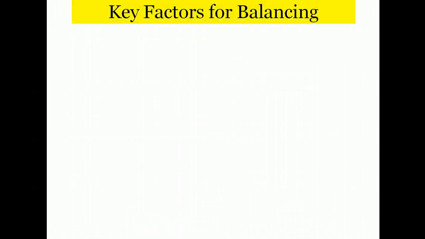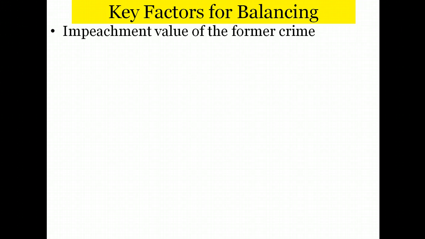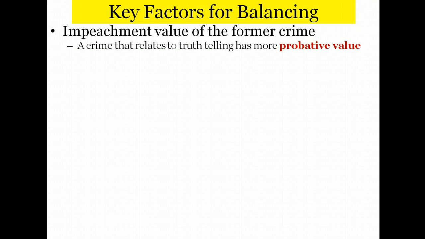Now, in doing the balancing, courts use a number of factors. These factors are all part of the balancing, but there are standard factors that must be considered when analyzing whether a prior conviction should be admitted under Rule 609A1. Okay, the first of those factors is the impeachment value of the former crime. What we're looking for here is how much the former crime tells us about whether the witness is honest or dishonest. So a crime that relates to truth-telling has more probative value and is more likely to be admitted.